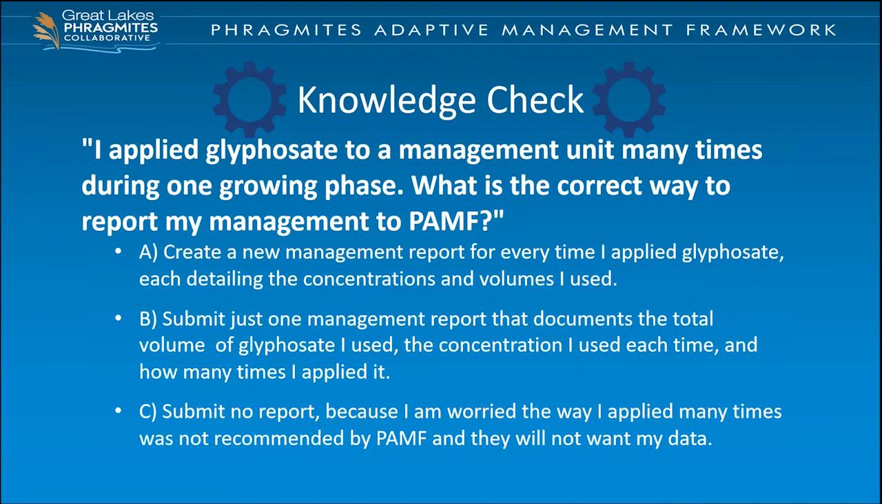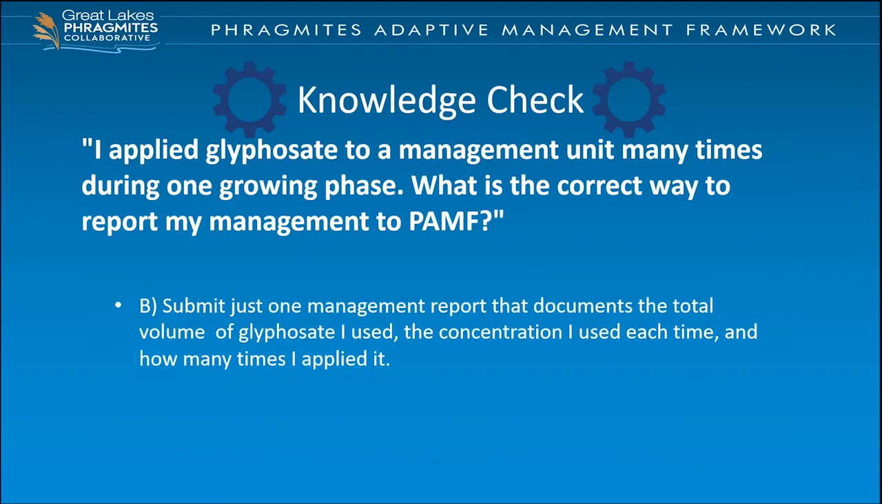Patrick, what do people think? We're getting mostly Bs. Okay, great. That's right. So if you have different management actions during one phase, so maybe you apply glyphosate treatment and then there's a mow or something like that during one phase, then you submit 2 different reports. If you apply one action multiple times, that only requires 1 report.